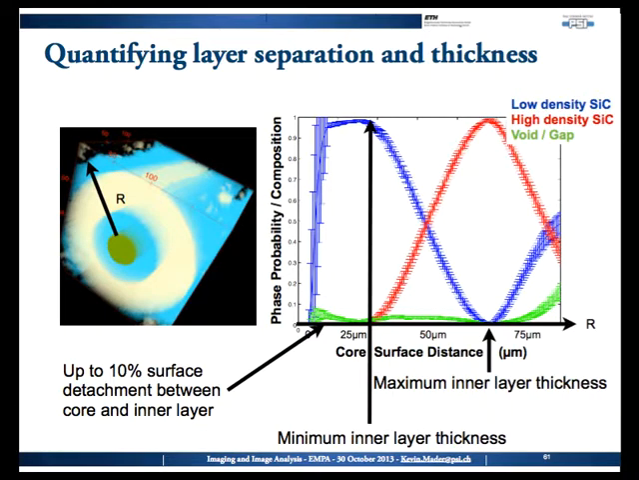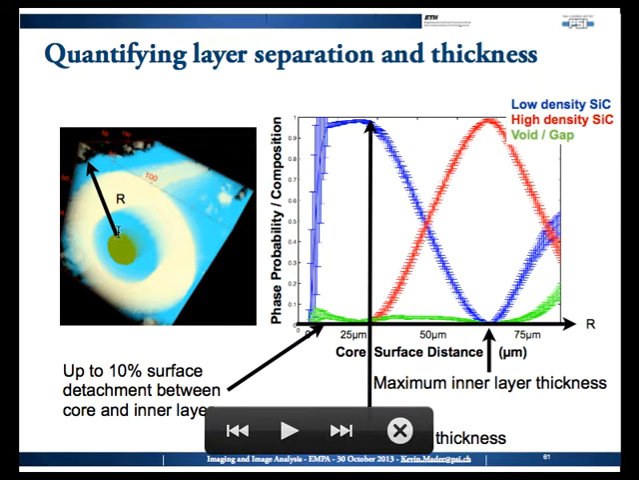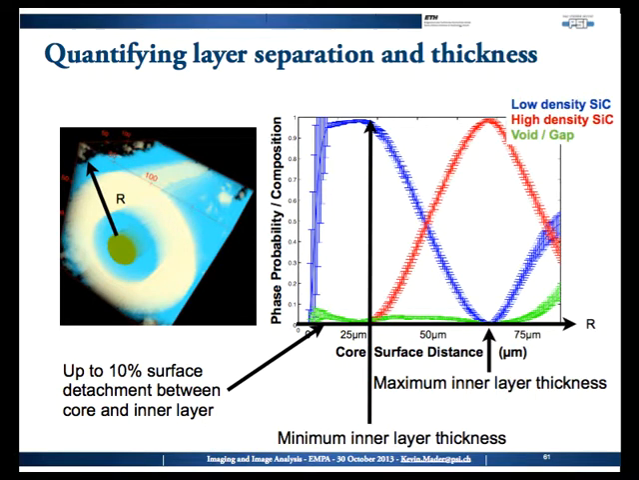And so what you can do for this is you can then generate these curves, and you can see, given that you're in core, what's the probability that you have this low density material? And then you can see this r goes out, that you have this flat part of the curve, and then it starts to drop off. And this is the minimum inner layer thickness, and this is then the maximum inner layer thickness. So you can see directly from that curve the average statistics for the entire sample.